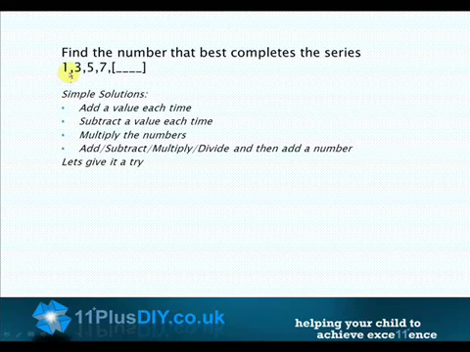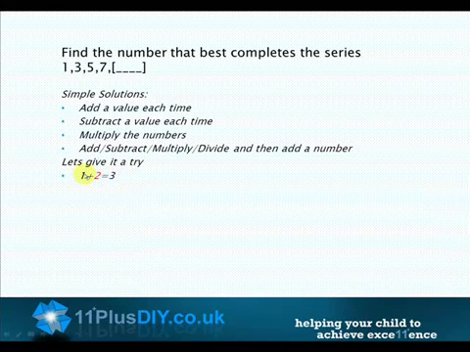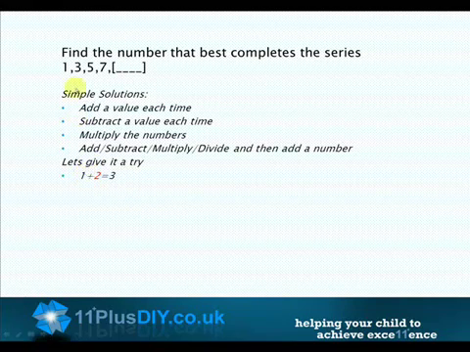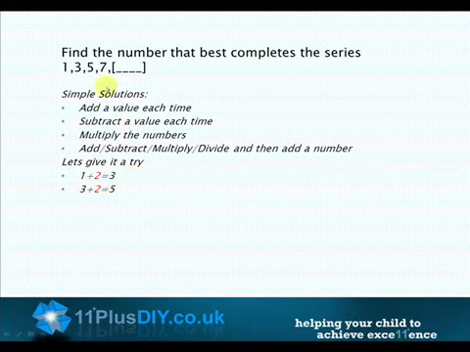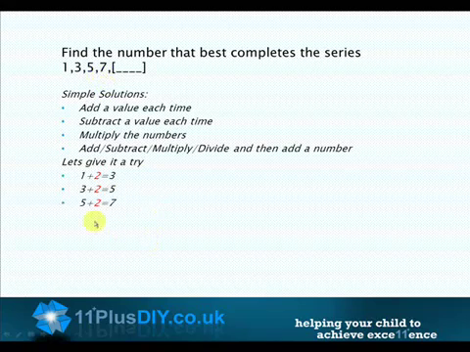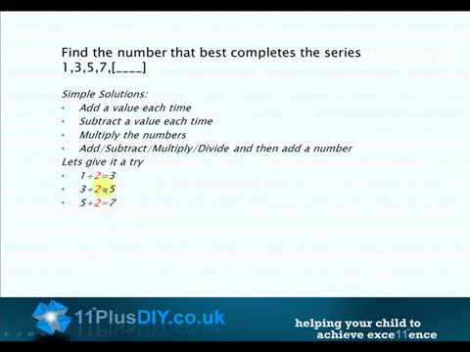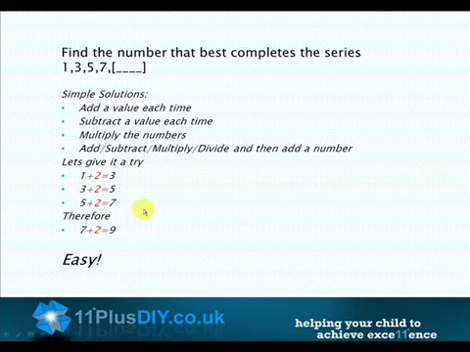So what's the relationship between 1 and 3? Well, 1 plus 2 is 3. Let's move on to the next number. What's the relationship between 3 and 5? Well, 3 plus 2 is 5. Move to the next one, 5 and 7. 5 plus 2 equals 7. We can see a pattern there of 2, 2, 2. Therefore, the answer is 9. 7 plus 2 equals 9. And that's a very easy one to solve.